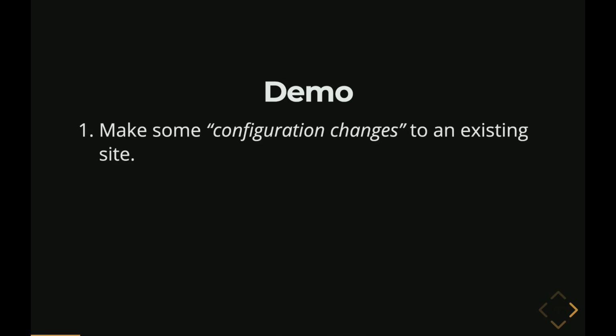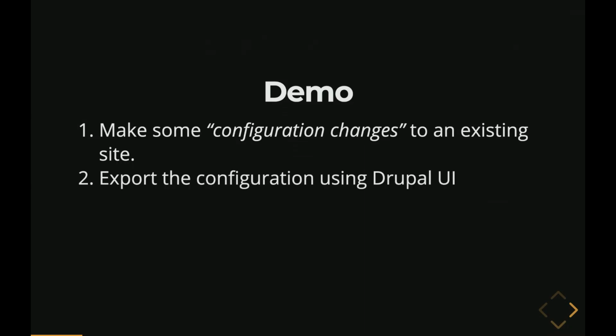So I call these demos really hands-on, just showing you what I just talked about. We're actually going to go into a site, and we're going to make some configuration changes on that site. I'm going to use Umami, since how many of you are familiar with Umami or played around with it? That's a good one to play around with because it's got some pre-configured content in there. And then we're going to export those changes into a tar.gz. So we're going to use strictly right now just the Drupal UI, basically what Drupal core provides.